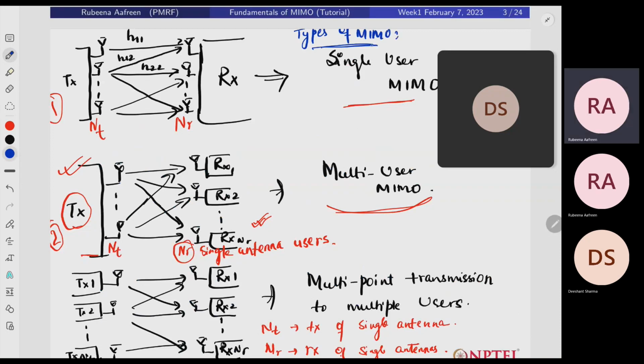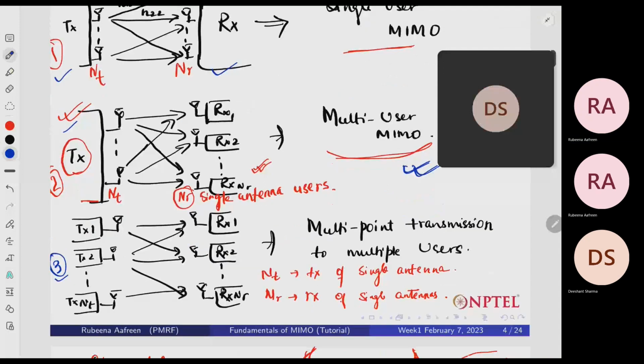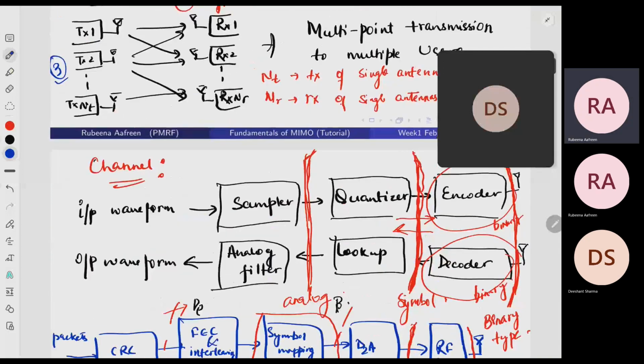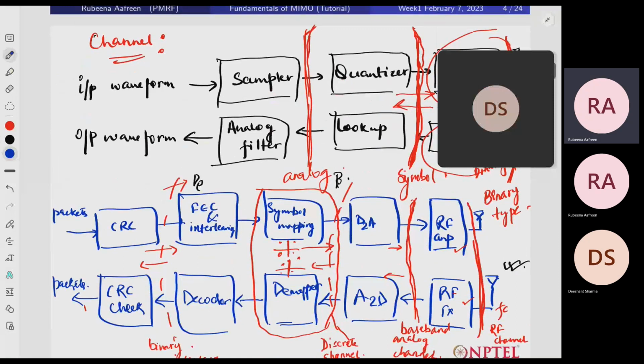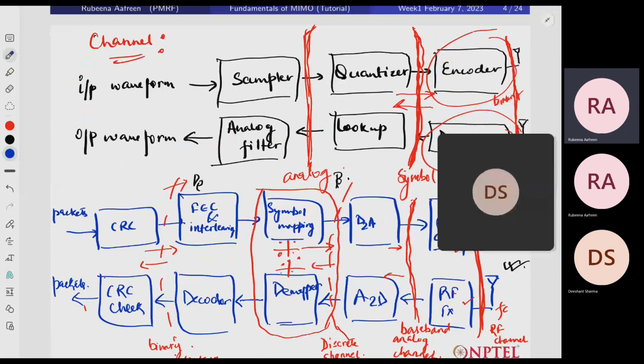There we have either a single antenna transmitter and receiver, or a single antenna transmitter and multiple receivers, and multiple transmitters and receivers. This by far is the most complex system, and this is what we are using in wireless communications. After that, we describe that the channel depends upon what we like to see.